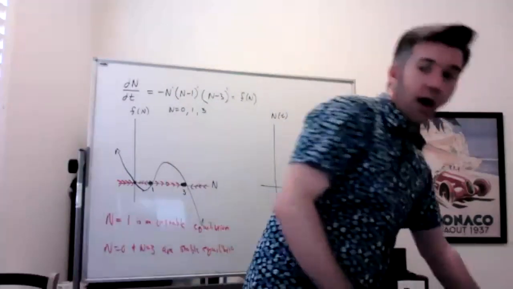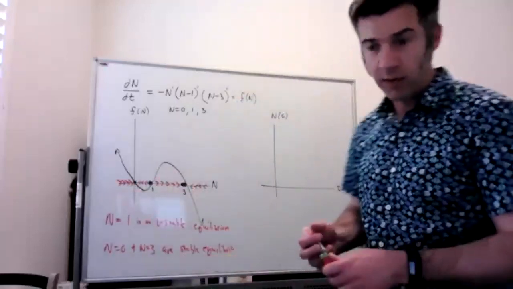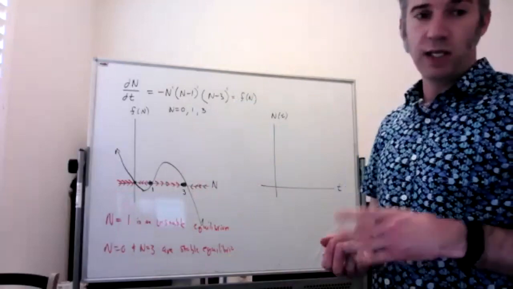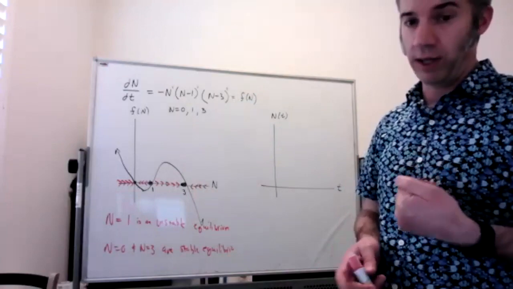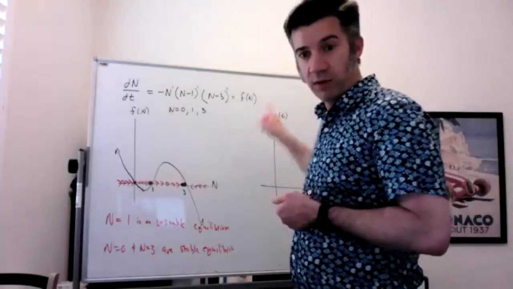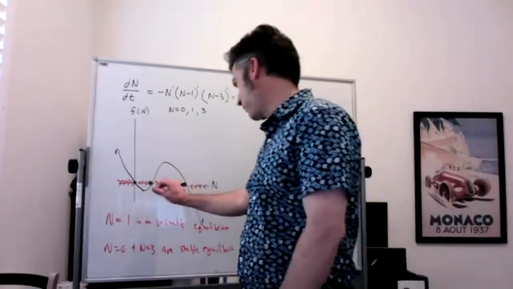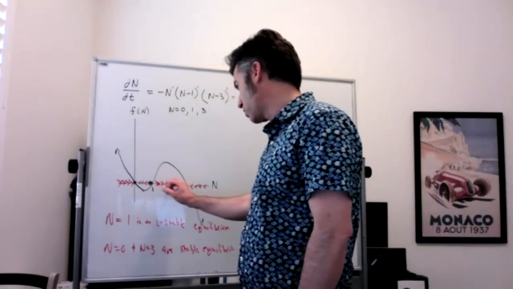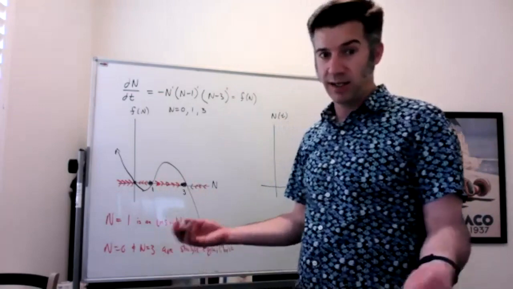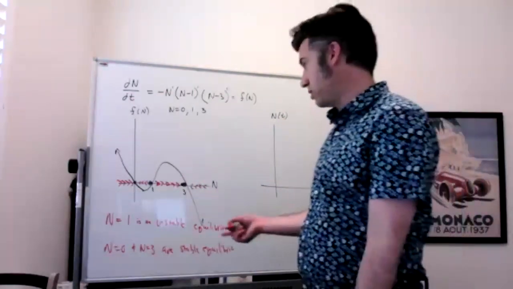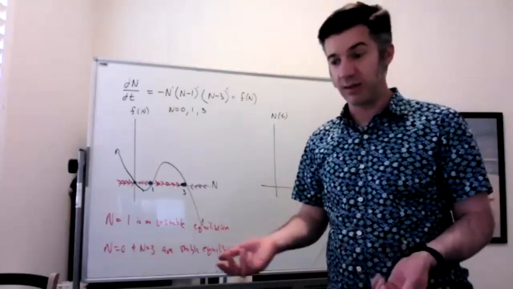Stop me if you have questions, write something in the chat, speak up, but I'm just going to keep going because there's a few things to get through here. The second part of this question was to sketch n of t versus time for the initial conditions n of 0 equals 1.2 and n of 0 equals 0.8. Looking back at this graph, if we start at 1.2, we're going to get pushed closer and closer to 3. We're not actually going to get to 3, because to get to 3 you'd have to start at 3. But we get closer and closer to 3 asymptotically.